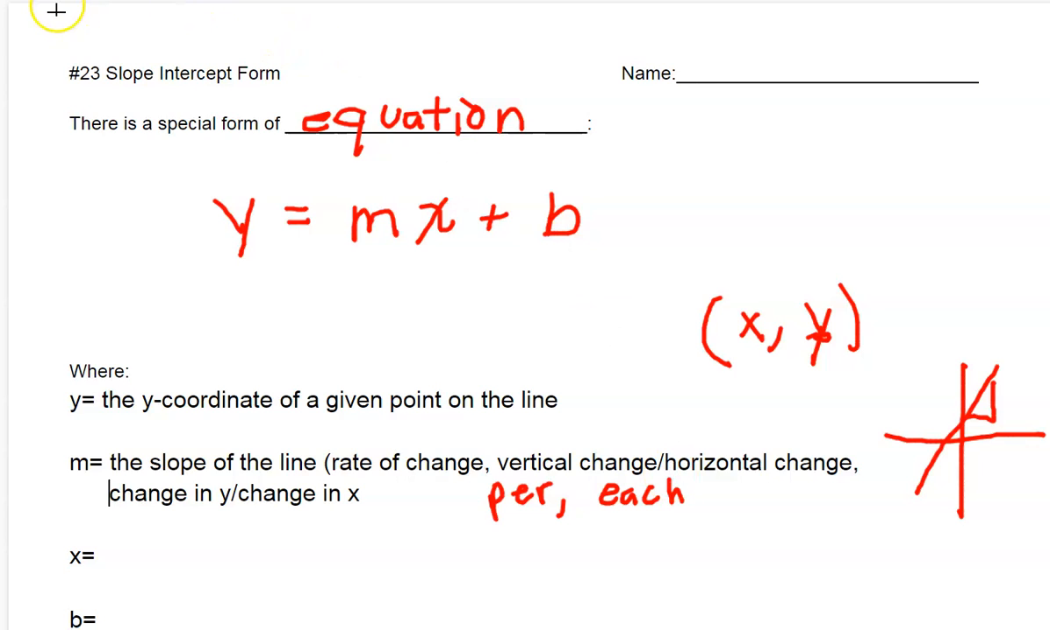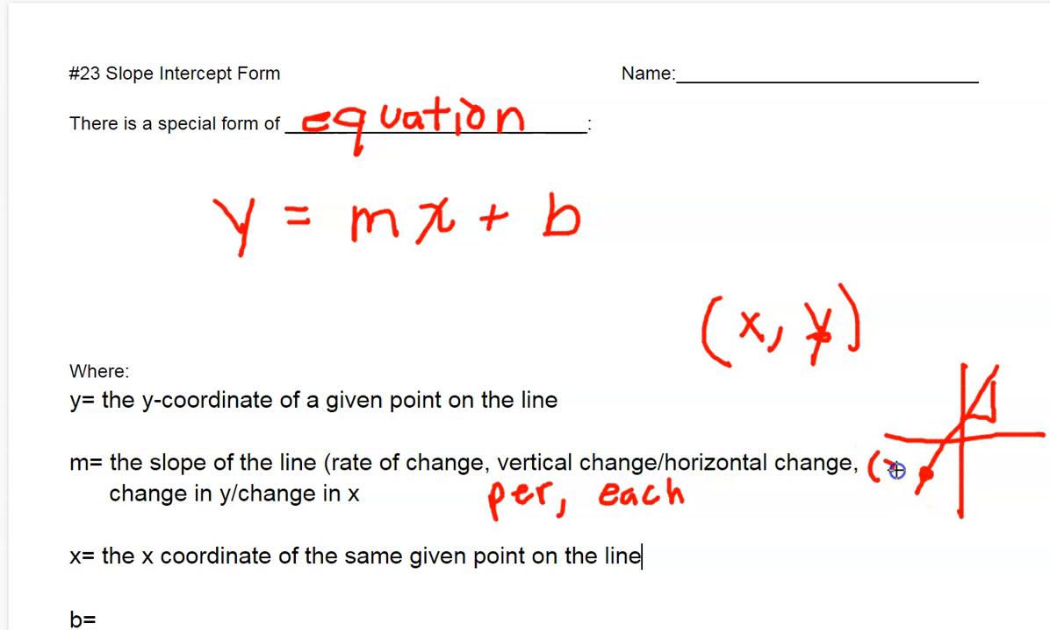The x is simply the x coordinate of the same given point on the line. So if you have a given point on this line, say right about here, I would have an x and a y for that point. This y would be that y, that x would be that x right there.